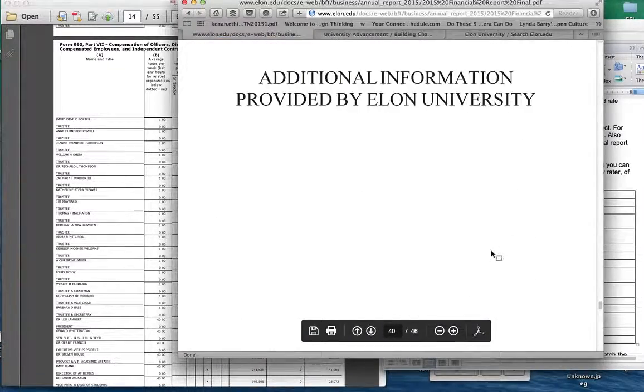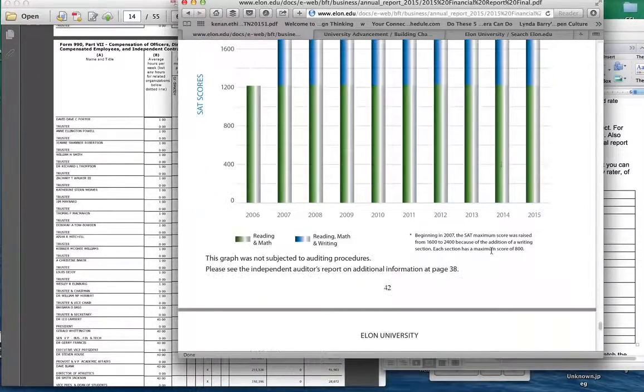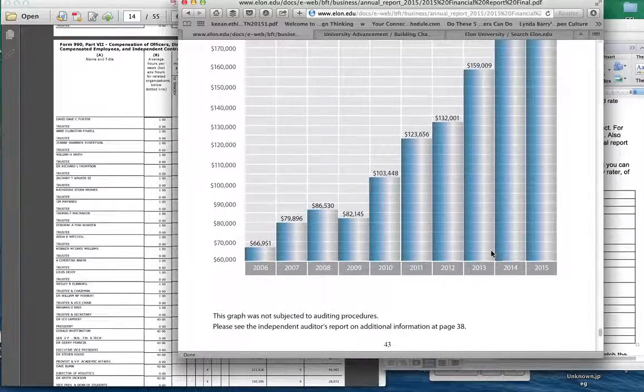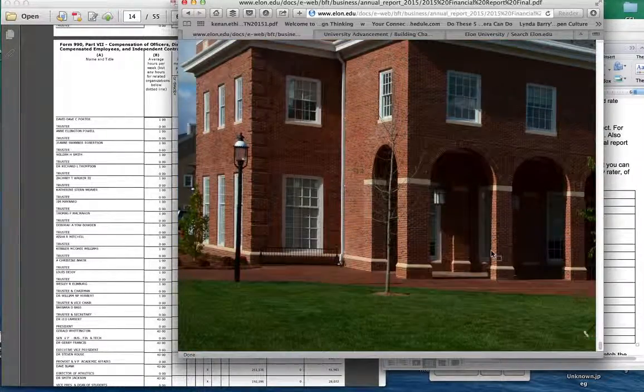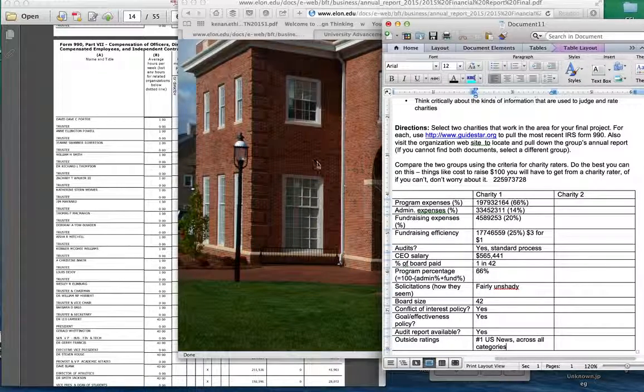Where it talks about the Elon commitment, the measurements that are done on that, some accountability as far as enrollment, room and board, quality of students that are admitted, how much money our endowment is worth, those kind of things. So do they have goals and effectiveness policies? They do. Is an audit report available? Yes. Outside ratings, we're #1 in US News for our category and across categories. In every category they rate schools like us in. And there you go. That is a little assessment that we have of Elon.